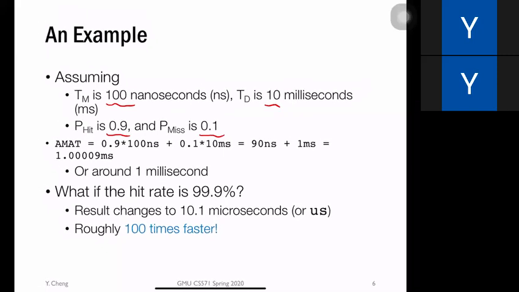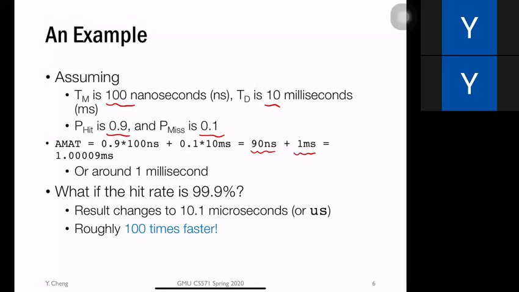So how to calculate this model, AMAT, the effective average memory access time, is by just applying the equation that we've discussed in the previous slides, okay? So the hit rate times the cost to get access within the memory, plus the miss rate times the cost of getting access to the hard disk drive. So the first part gives you effectively 90 nanoseconds, and the second part gives you 1 millisecond.